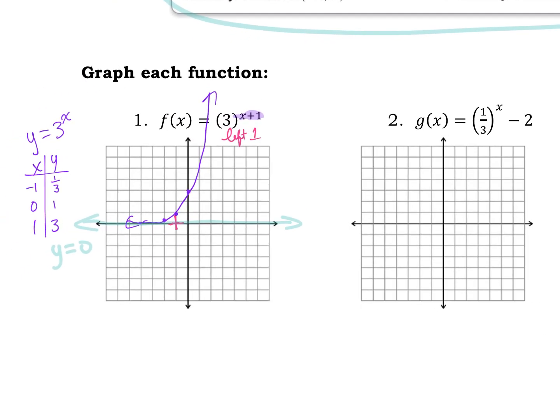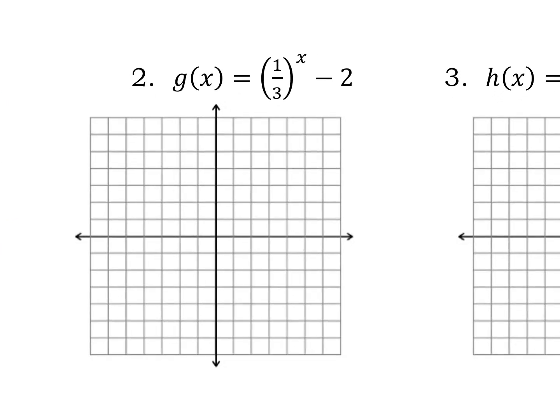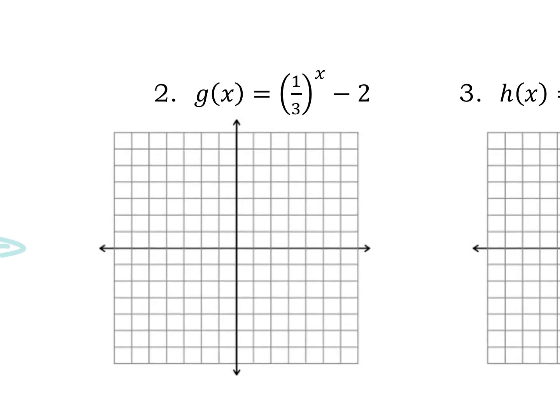All right, that was growth. What do we know about this one? Growth or decay? Decay. Okay, so we know it's decay. What is this shift telling us we have to do? Down 2. Okay, so that's going to change our asymptote also, isn't it? So y equals -2. We do want to make sure we put that in, okay?